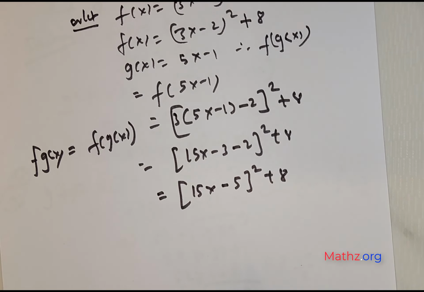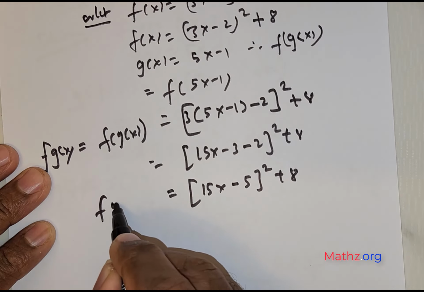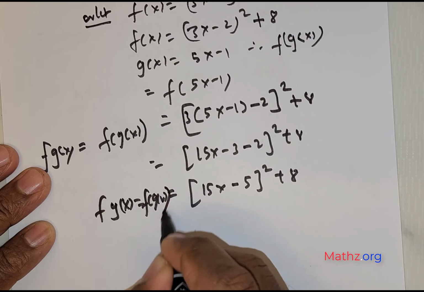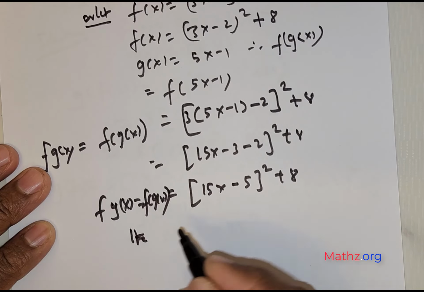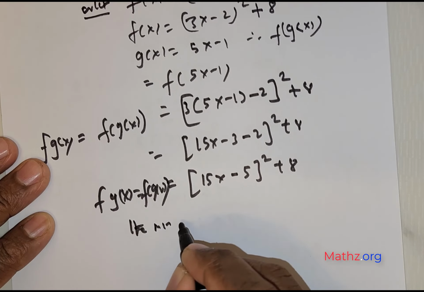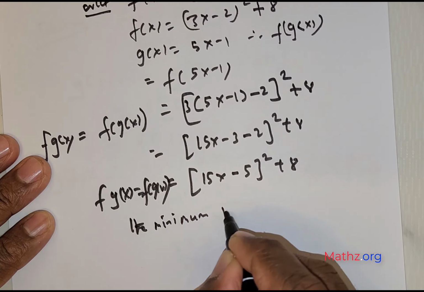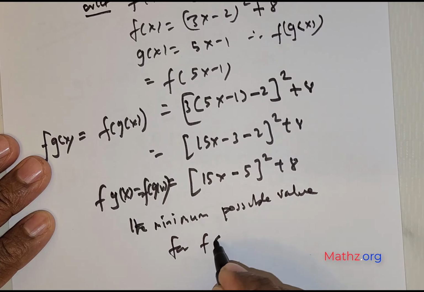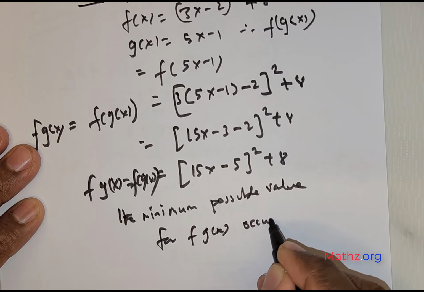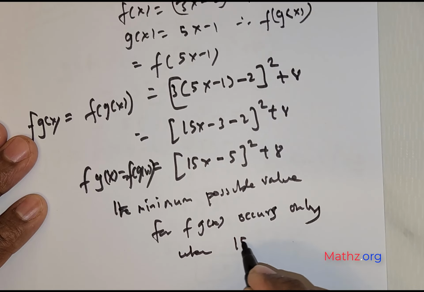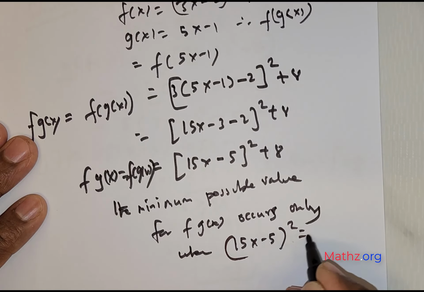Okay, now the question is, what is the minimum value for fg of x, or I would say f of g of x? The minimum, so that is actually the required range, right? The minimum possible value for fg of x occurs only when (15x - 5) squared is equal to 0.